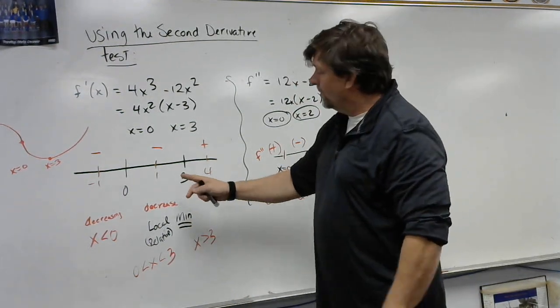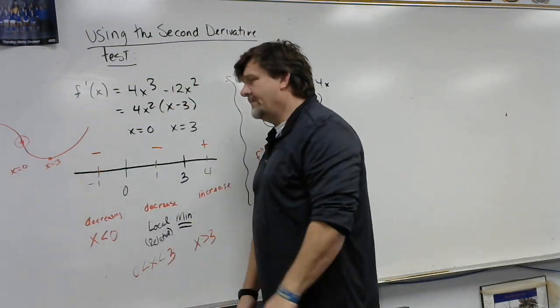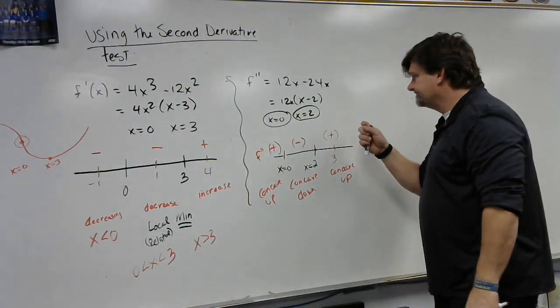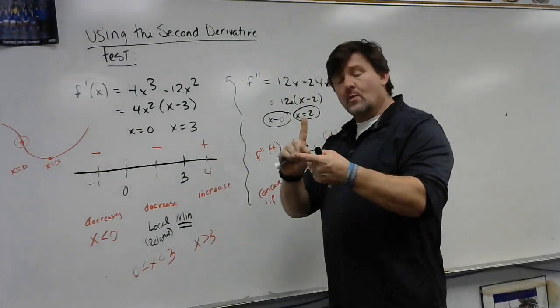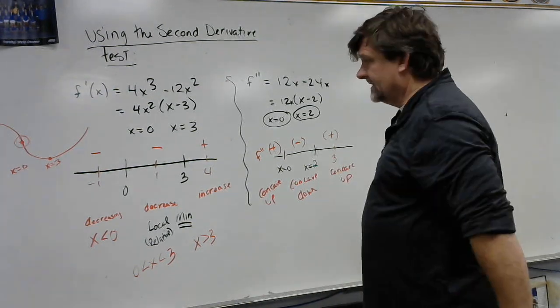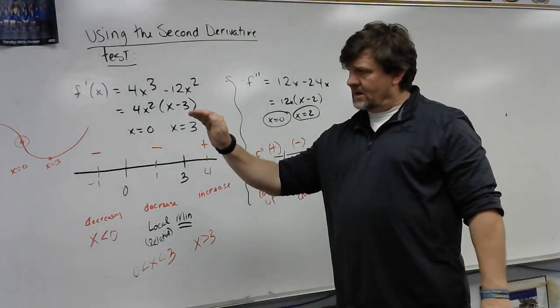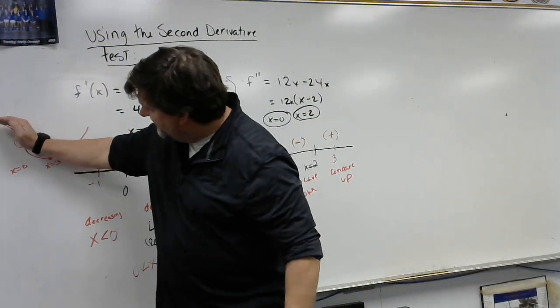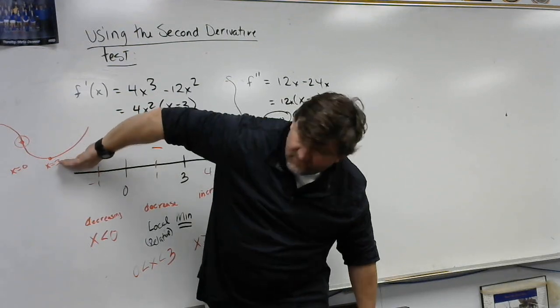Now, how do I figure out what's going on here? At that point, I have to check my second derivative test, which tells me where the inflection points are and where it's concave up or concave down. So it's cup for concave up or concave down. So look, concave up, concave up, concave up.